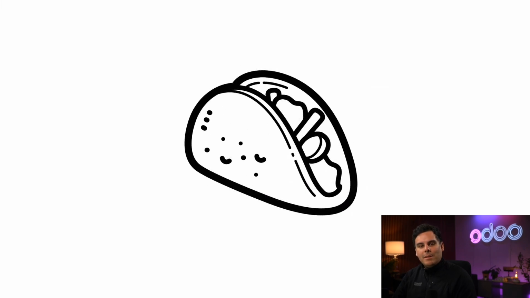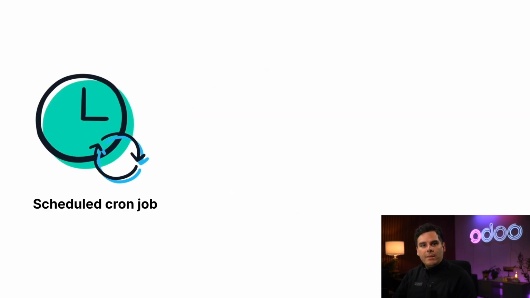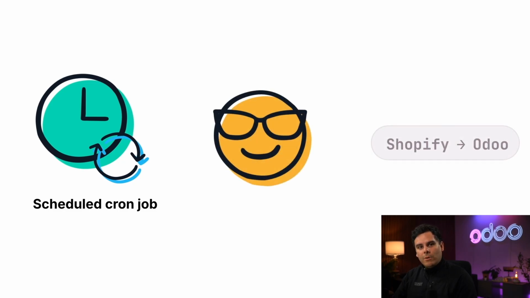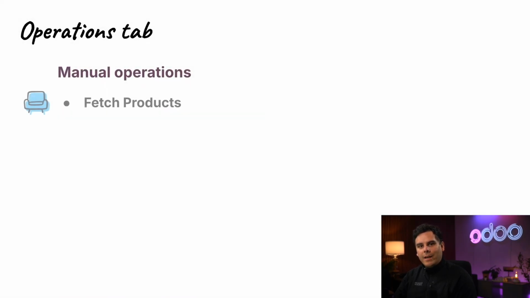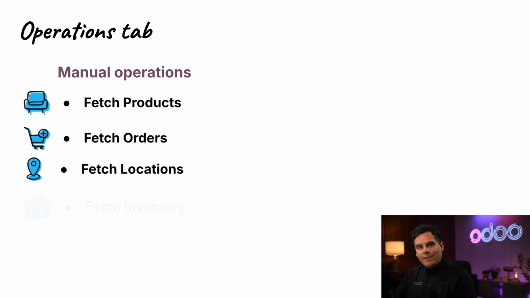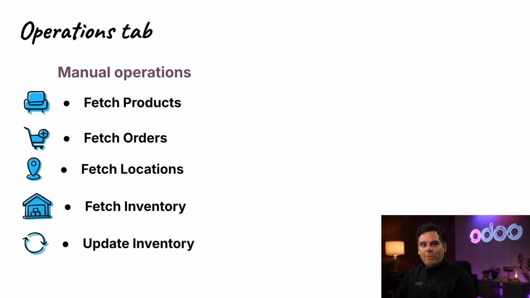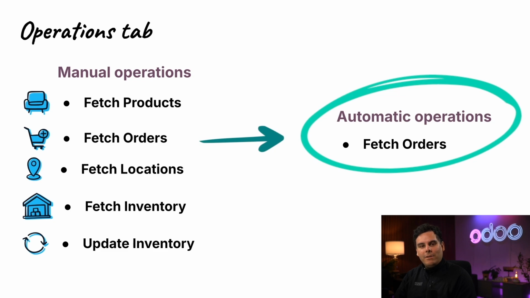Before we get into the database, I'm going to explain how the manual and automatic operations work. Rather than real-time syncs, the Shopify connector uses scheduled actions, cron jobs for you nerds. The majority of data flows one way, from Shopify to Odoo, though there are a few exceptions, which I'm going to show you in a moment. All manual actions are titled fetch, and they are used to pull data for products, orders, locations, and inventory. The fetch orders action is the only operation that can be manually triggered and is on a time schedule.